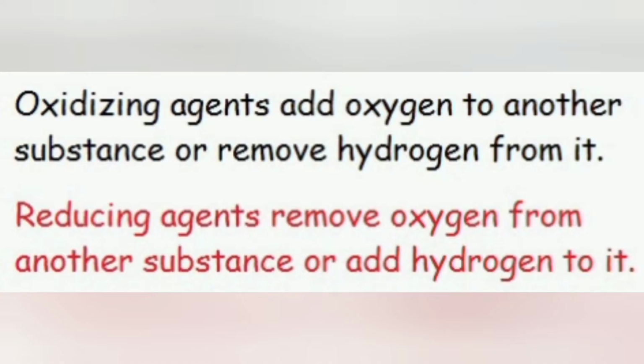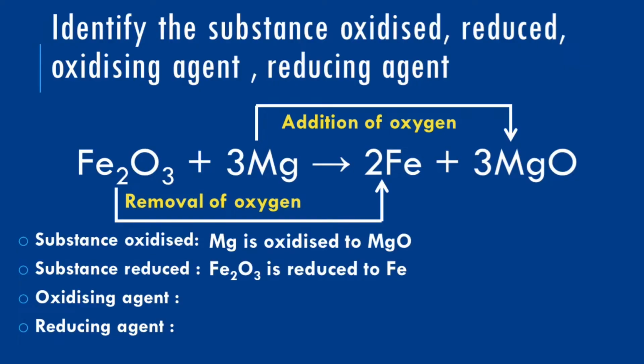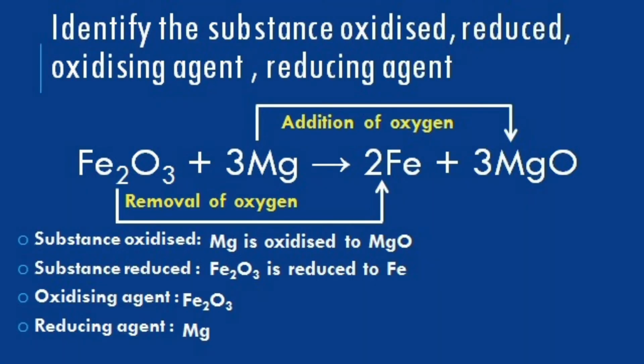Now, how will you understand the oxidizing and reducing agent? Oxidizing agents add oxygen to the other substance in the reaction. So it loses its own oxygen and it donates or provides oxygen for the other reactant in the reaction, and reducing agents remove the oxygen from the other reactant. Now let's come back to the reaction. Here Fe2O3 is reduced, that means oxygen has been removed from Fe2O3. So it has provided oxygen for magnesium and hence Fe2O3 becomes the oxidizing agent and magnesium becomes the reducing agent.